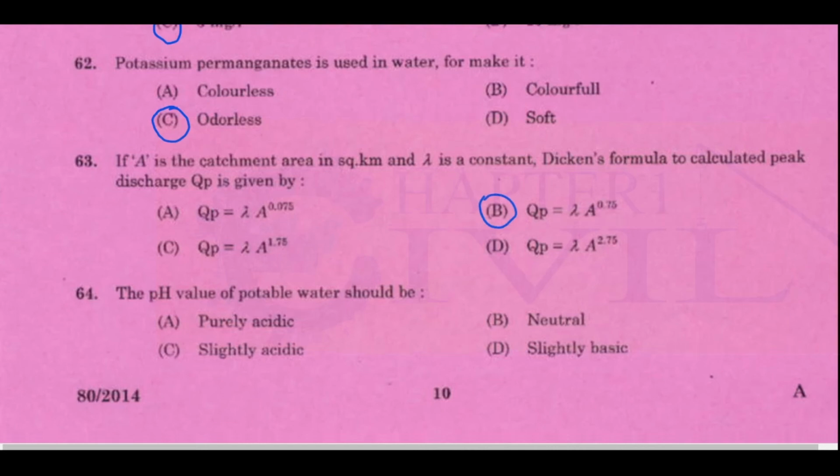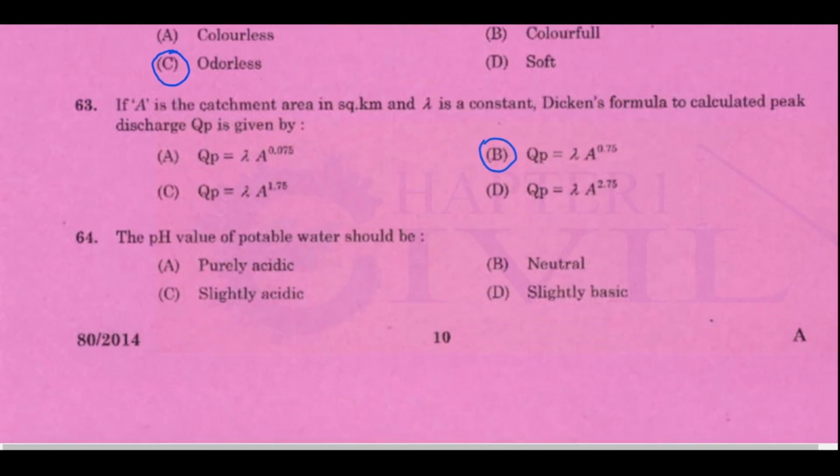Question number 64. The pH value of potable water should be purely acidic, neutral, slightly acidic, slightly basic. pH value of potable water should be slightly acidic.